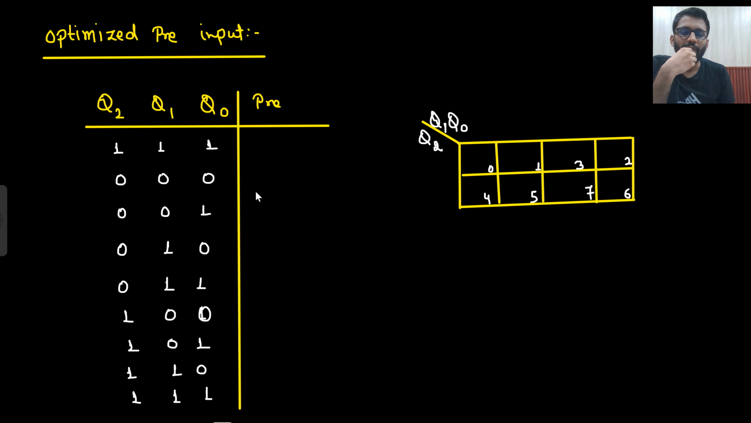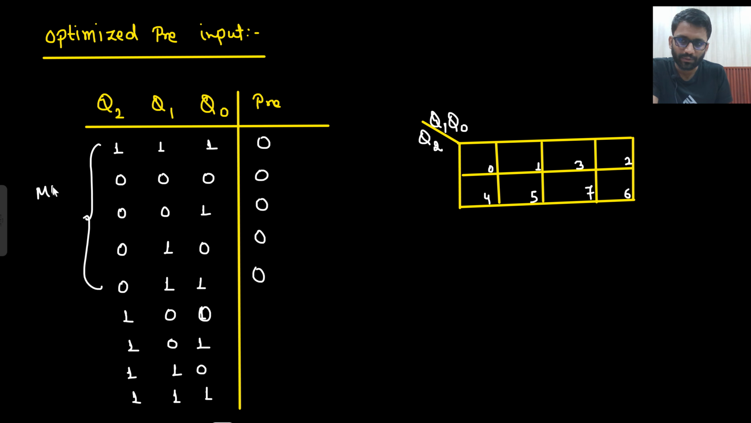Okay. So how will we design it completely? Preset input is used, and the preset input should be 0 here, 0 here, 0 here, 0 here and 0 here. Till the mode 5 counter it should be 0. So you are starting from 7, 0, 1, 2, 3. Till here it should be 0. After that at 1, 0, 0 it should be 1. And these will be don't care.